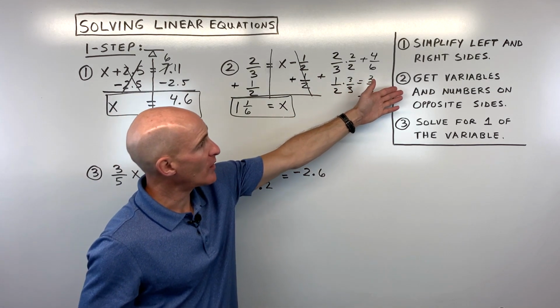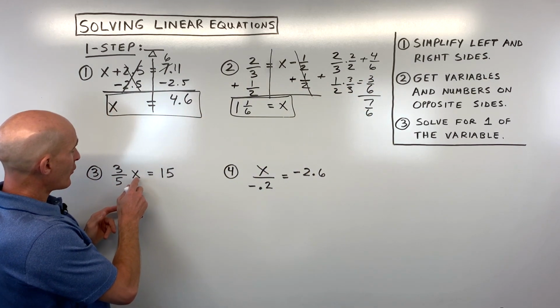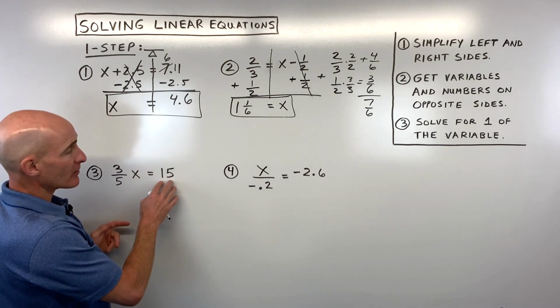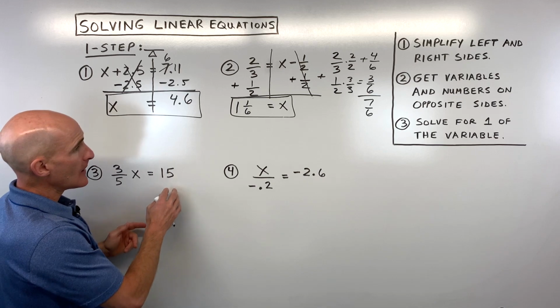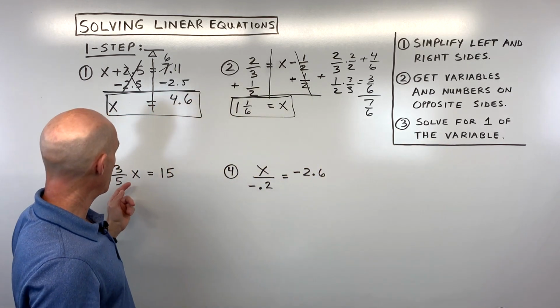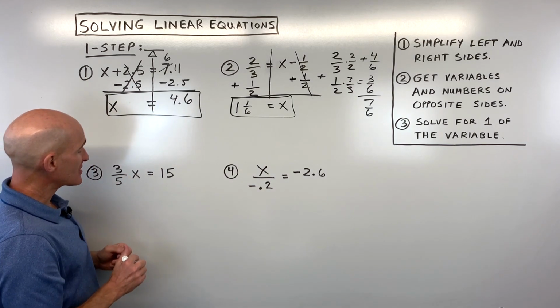So step number 2, we want to get the variables and the numbers on opposite sides. Well, it looks like we've already got our variables. This is 3/5 x, that's on the left. We've got our number here, 15, that's on the right. So we're really down to step number 3, which is to solve for just one of the variable. Here we have 3/5 x, we just want 1x. So how do we get rid of this 3/5?